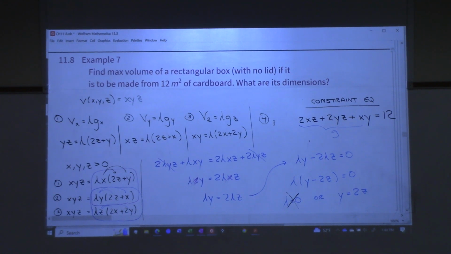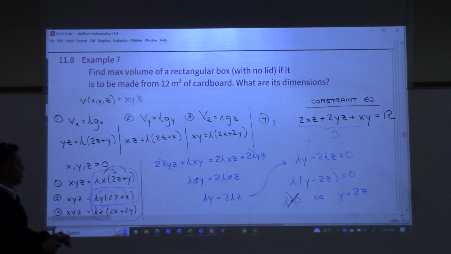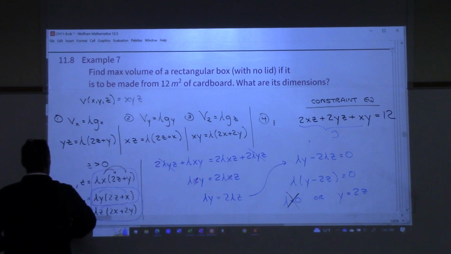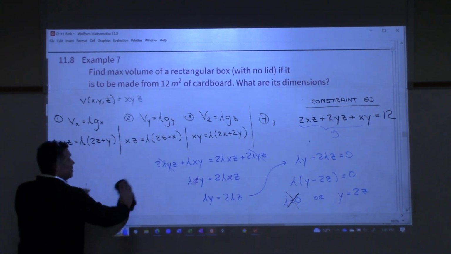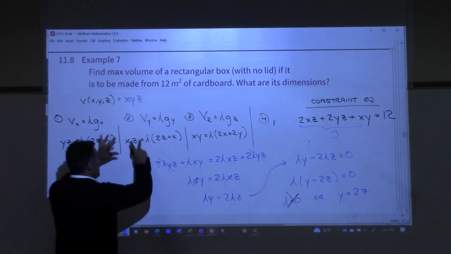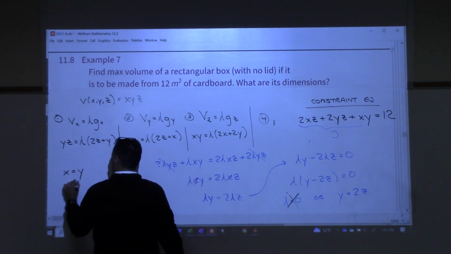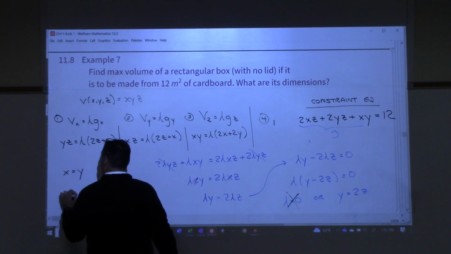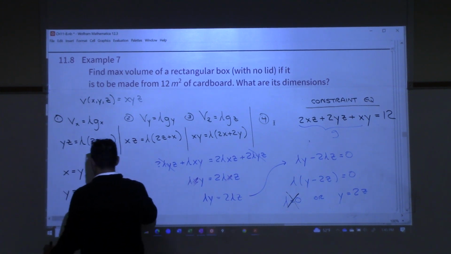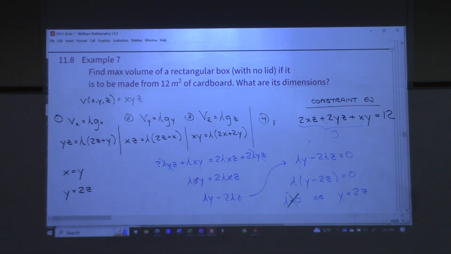All right, I have two relationships. After all this work, in order for these three to all be satisfied, I have that x must be y, and then I have that y must be 2z. Those are the things I have. And I have not satisfied the fourth constraint yet.